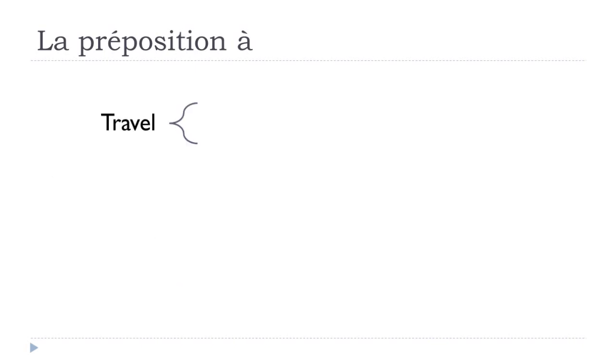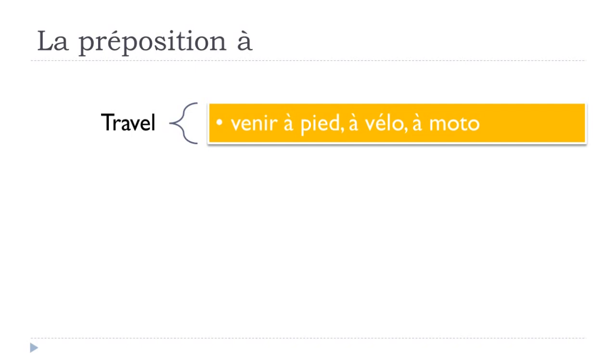All right. Second use, when you want to use this travel concept. So venir is to come, okay. So if you want to say to come by something, okay. Here it's pied, foot, vélo, and then motorbike.